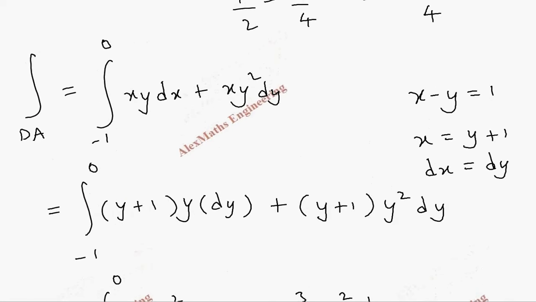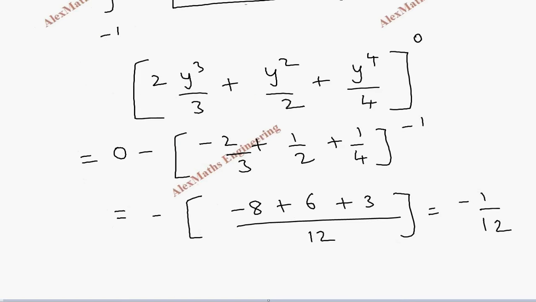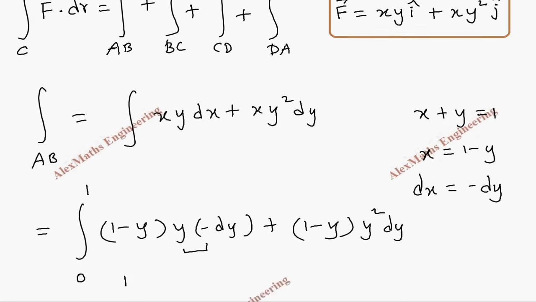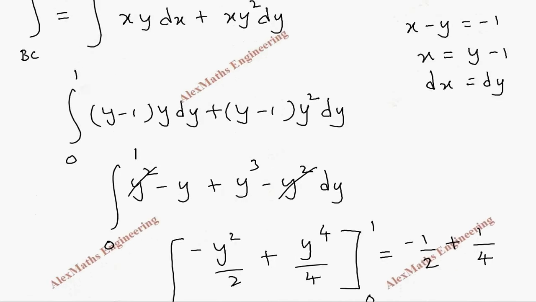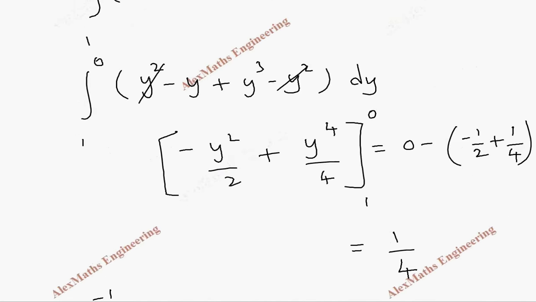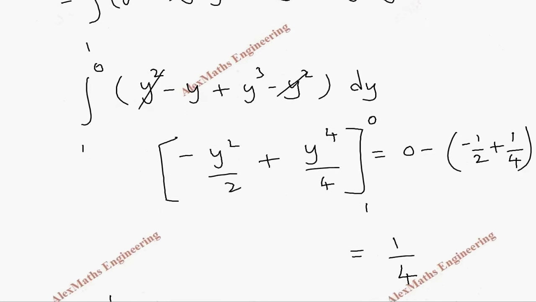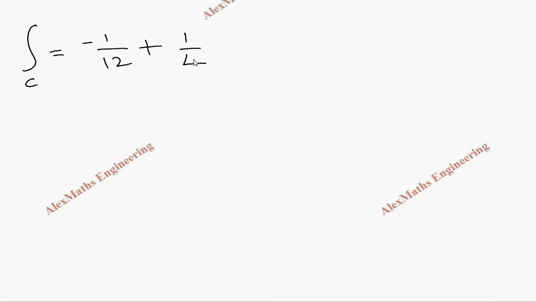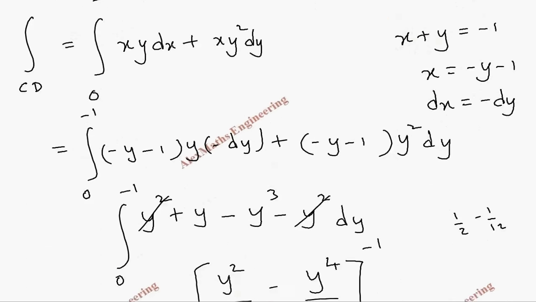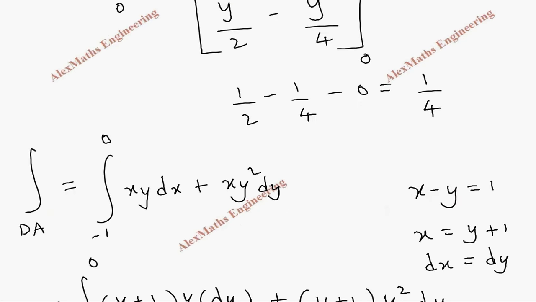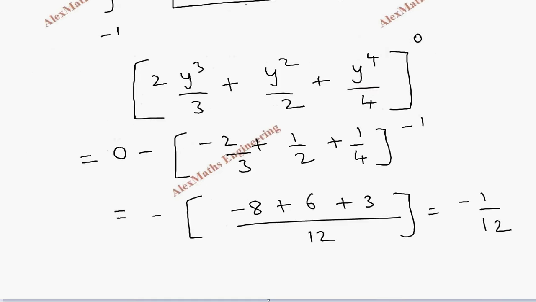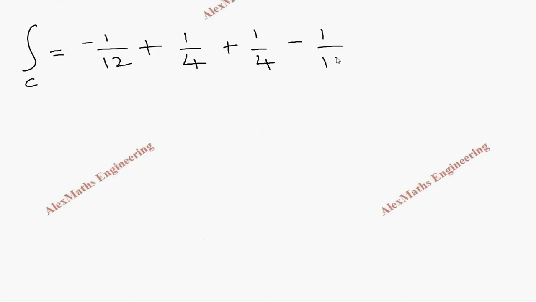So we completed all the 4 parts. We are going to add everything. So now the integral over C: the first part AB, which we got as -1/12. Let's write it here, -1/12 plus next part BC, which is -1/4. Sorry, BC is 1/4. So it is plus 1/4. Then CD is 1/4. So again plus 1/4, and DA, which we got as -1/12. So -1/12.